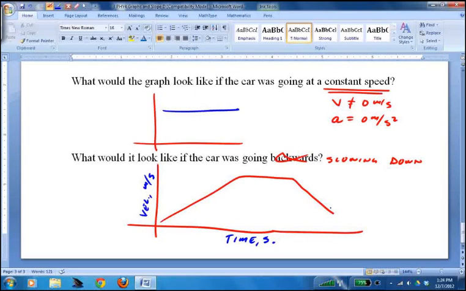Play with it. See where it takes you. Don't forget your units when you're calculating slope. Don't just use numbers. That's what we do in math class, and it's terrible. Use units. Try some problems. Good luck.